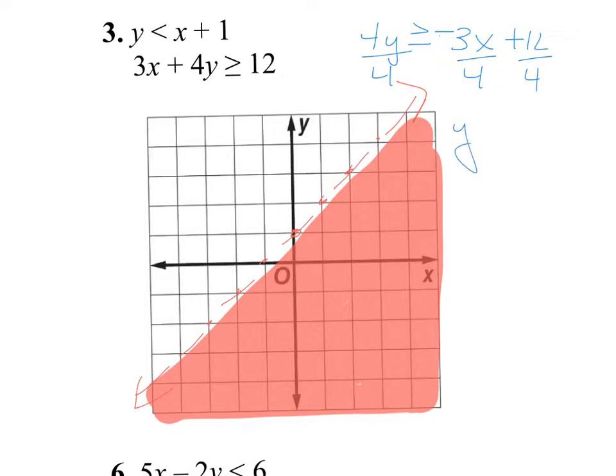So y, the sign does not flip because I divided by a positive. Just keep in mind that that's still in play. If you multiply or divide by a negative, your inequality symbol has to change directions. So I've got negative 3/4 x plus 3. All right, so we're going to start at 3, down 3 over 4, solid line.